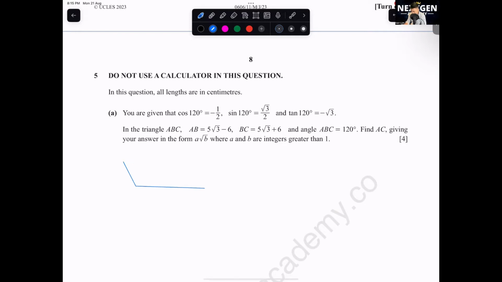Okay, they say that ABC is 120 degrees, right? So we draw roughly like that. A, B, and C. Okay, the length of AB is 5√3 minus 6. Here is 5√3 plus 6. Okay, they want us to find the length of AC.